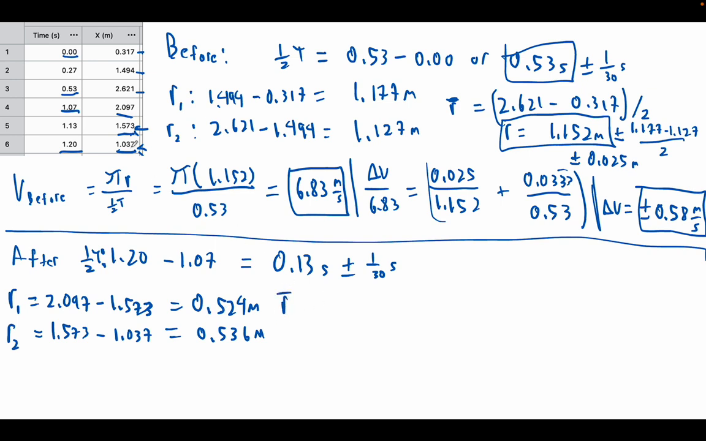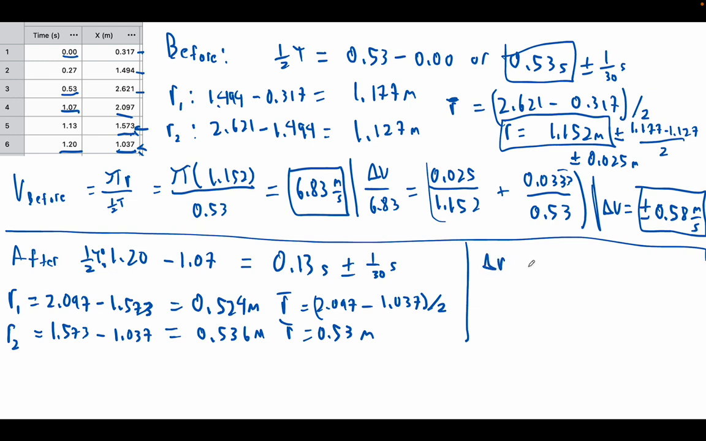The average radius would just be the average of those, or I can just go this minus this. The average is 2.097 minus 1.037 divided by 2. You can try averaging those and see if you get the same number as I get this way. Pretty sure they're the same. So on the average, R is 0.53 meters.